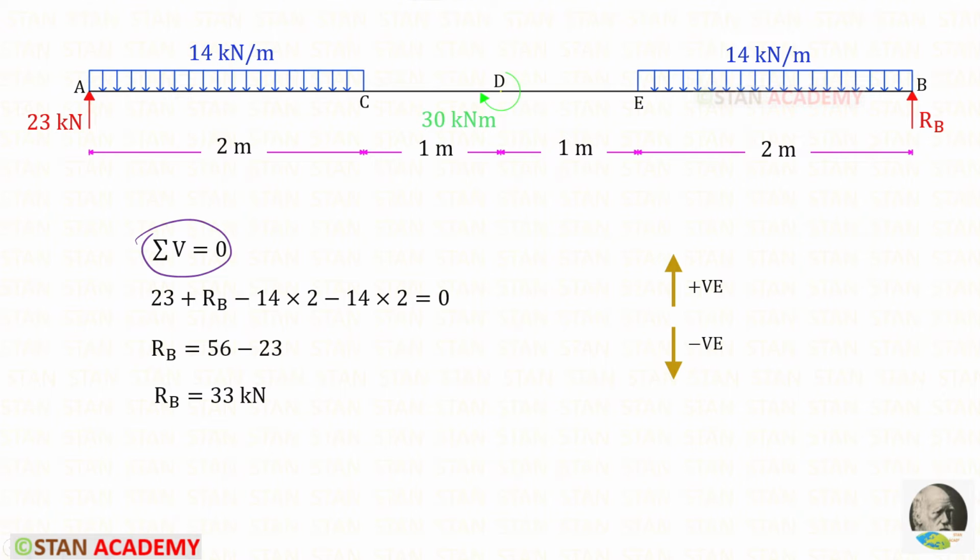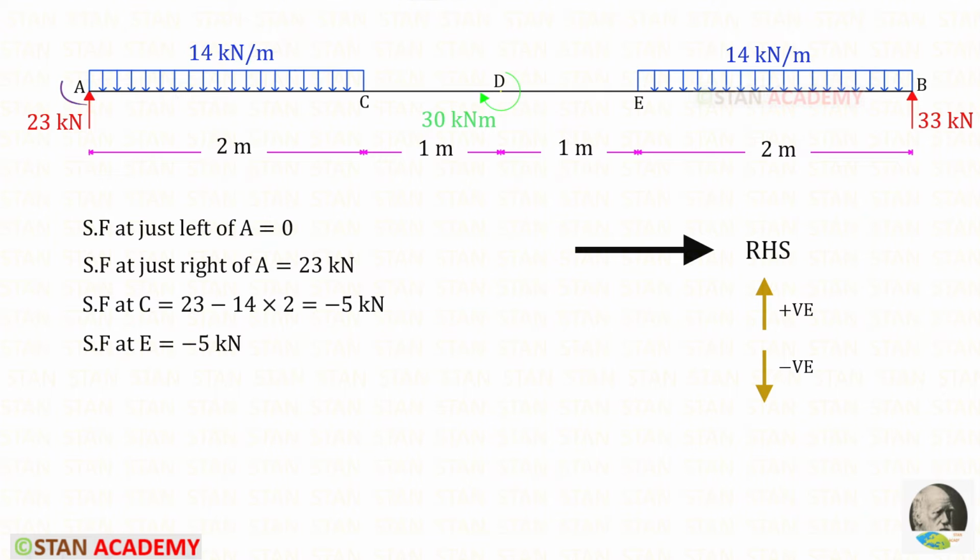Alternatively, using this rule, we can find RB very easily. RA and RB are acting upwards, so both of them are positive. Both of these UDLs are acting downwards, so both of them are negative. For the UDL, we have to take the area 14 into 2 and 14 into 2. For RB, we will get 33 kN.